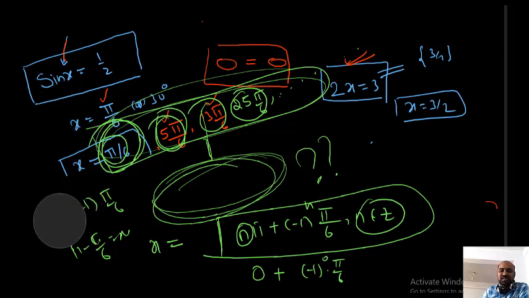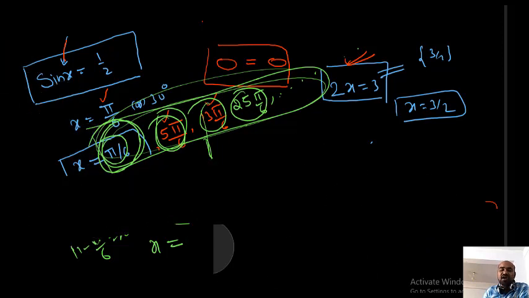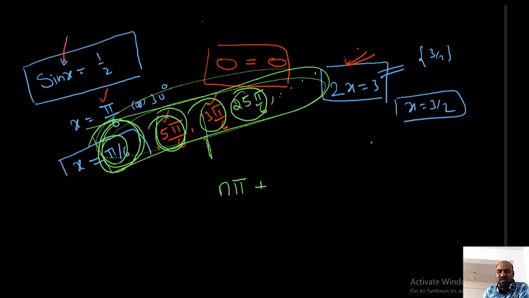Okay, students, the important thing is how you got that. That is the important thing. Again I want to write: n pi plus minus 1 power n into pi by 6, where n belongs to z. This is the value of x. Okay, important note, students.